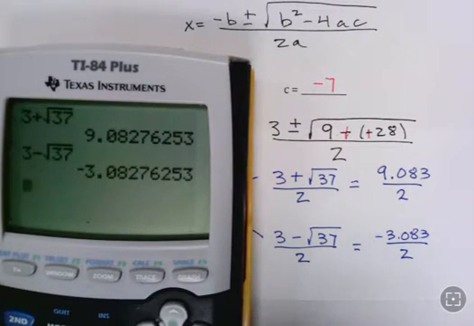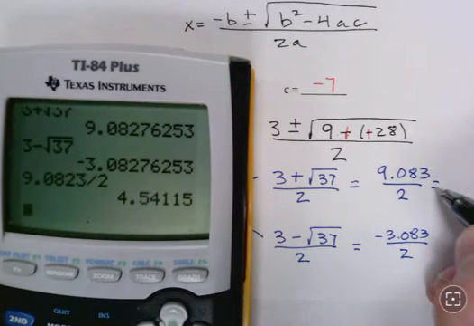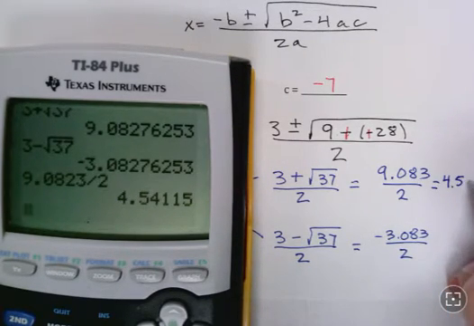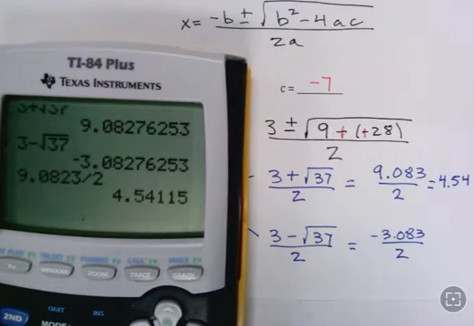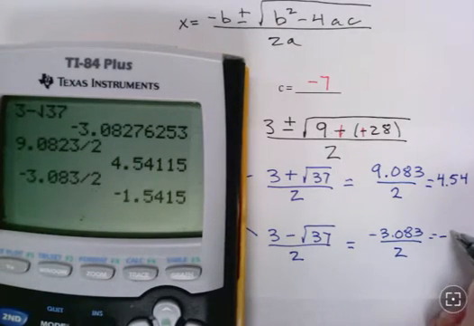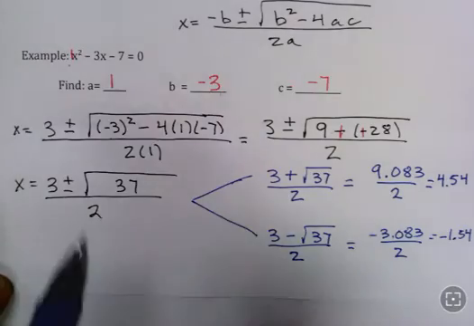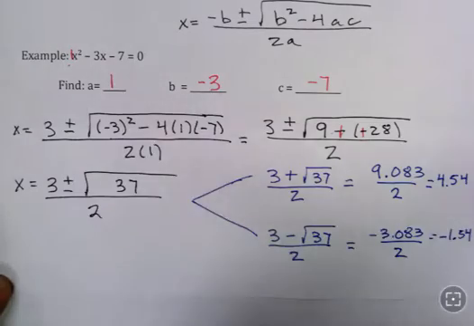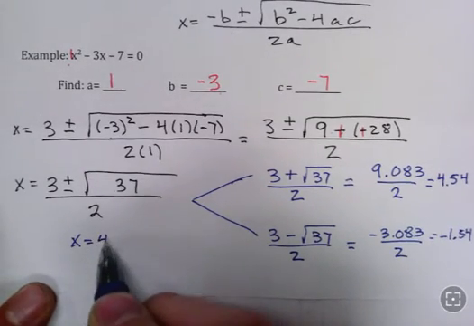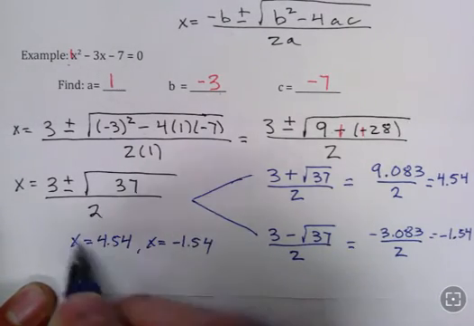So we can do one more step. Take that 9.083 and divide it by 2, and you get 4.54. And then do your negative 3.083 and divide by 2, and you get negative 1.54. So those are your two answers to this equation: x equals 4.54 and x equals negative 1.54.